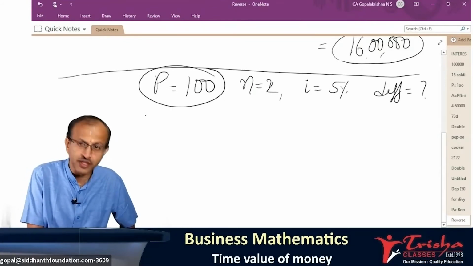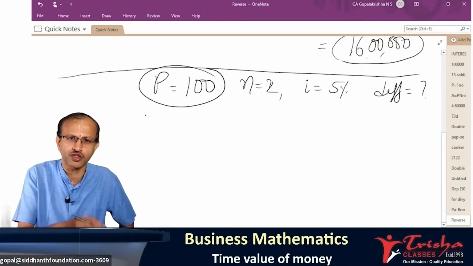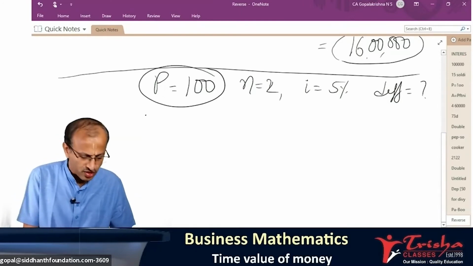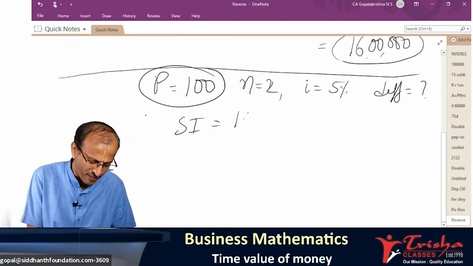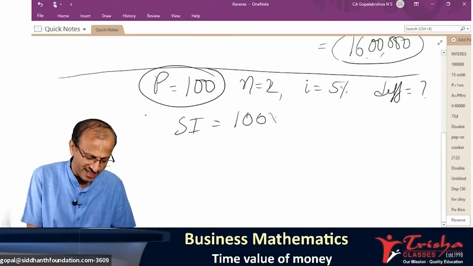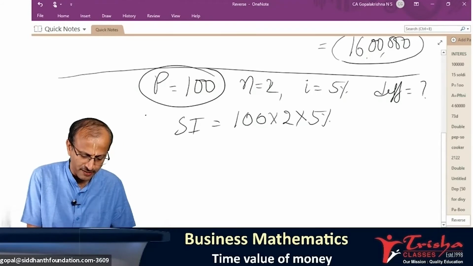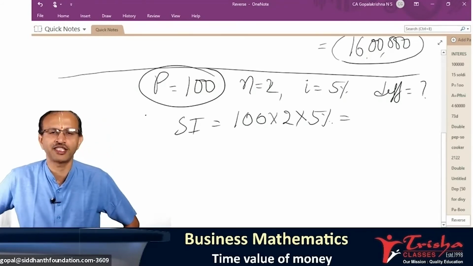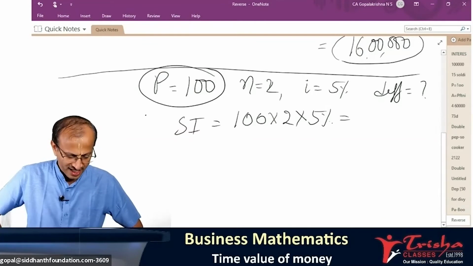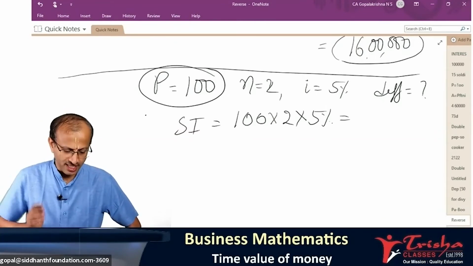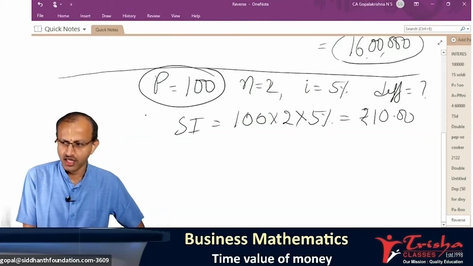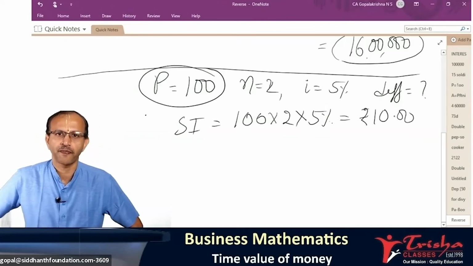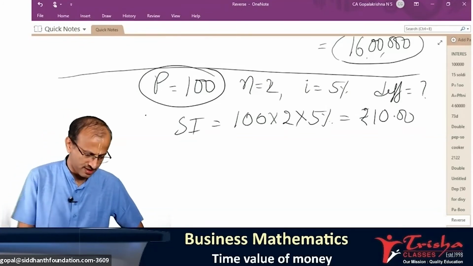This is what I assumed. Any number you can take, 500, 1000, anything. You take a small number. So tell me, what is SI? Whether you need the formula or not, it is 2 years, no? 100 into 2 into 5%. That is SI. Use a calculator and let me know. What is the answer? 100 into 2 into 5% is nothing but 10%. Is it 10 rupees? Let me know quickly, is it 10 rupees? Yes.